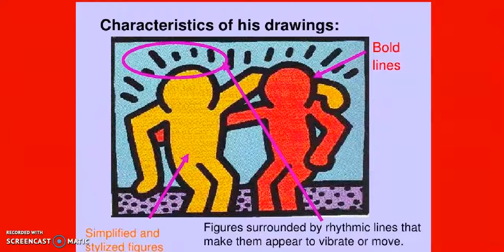If we look at Keith Haring's drawings, they all have the same characteristics. They often have very simple and stylized figures, so you won't see details like fingers or a face or even clothing. All the people are one solid color. You'll also see bold black lines that outline the figures and are often used to show movement as well. If you look carefully, there's lines around the people to show movement, action, or vibration.